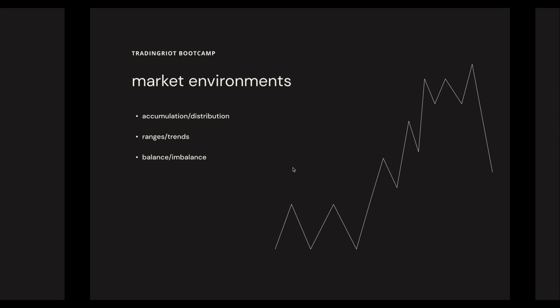There are many different names. The most common ones are obviously the ranges and trends. Then the ranges themselves are often called accumulations and distributions. For auction market theory principles, you often hear balance and imbalance in the markets, and these are essentially the same things.